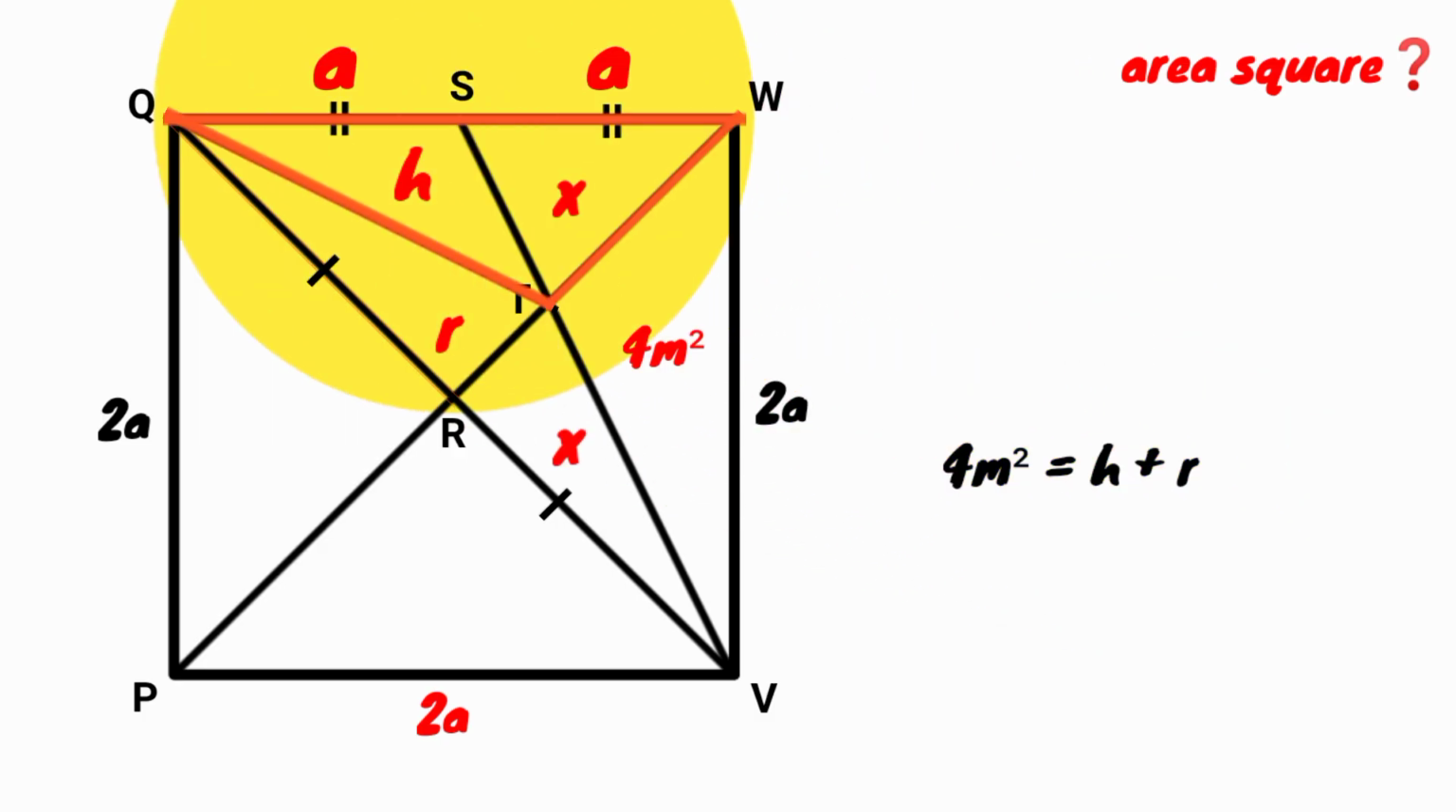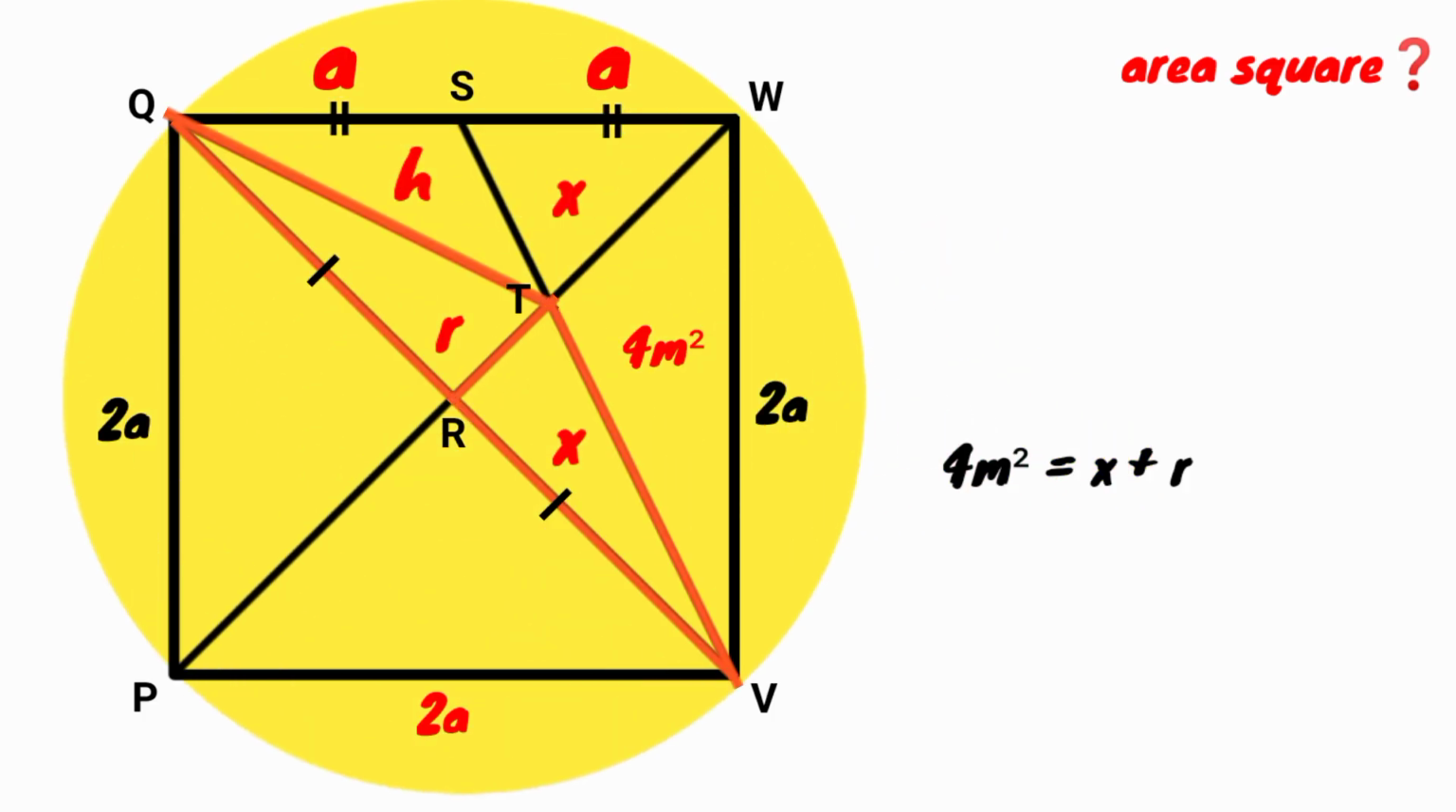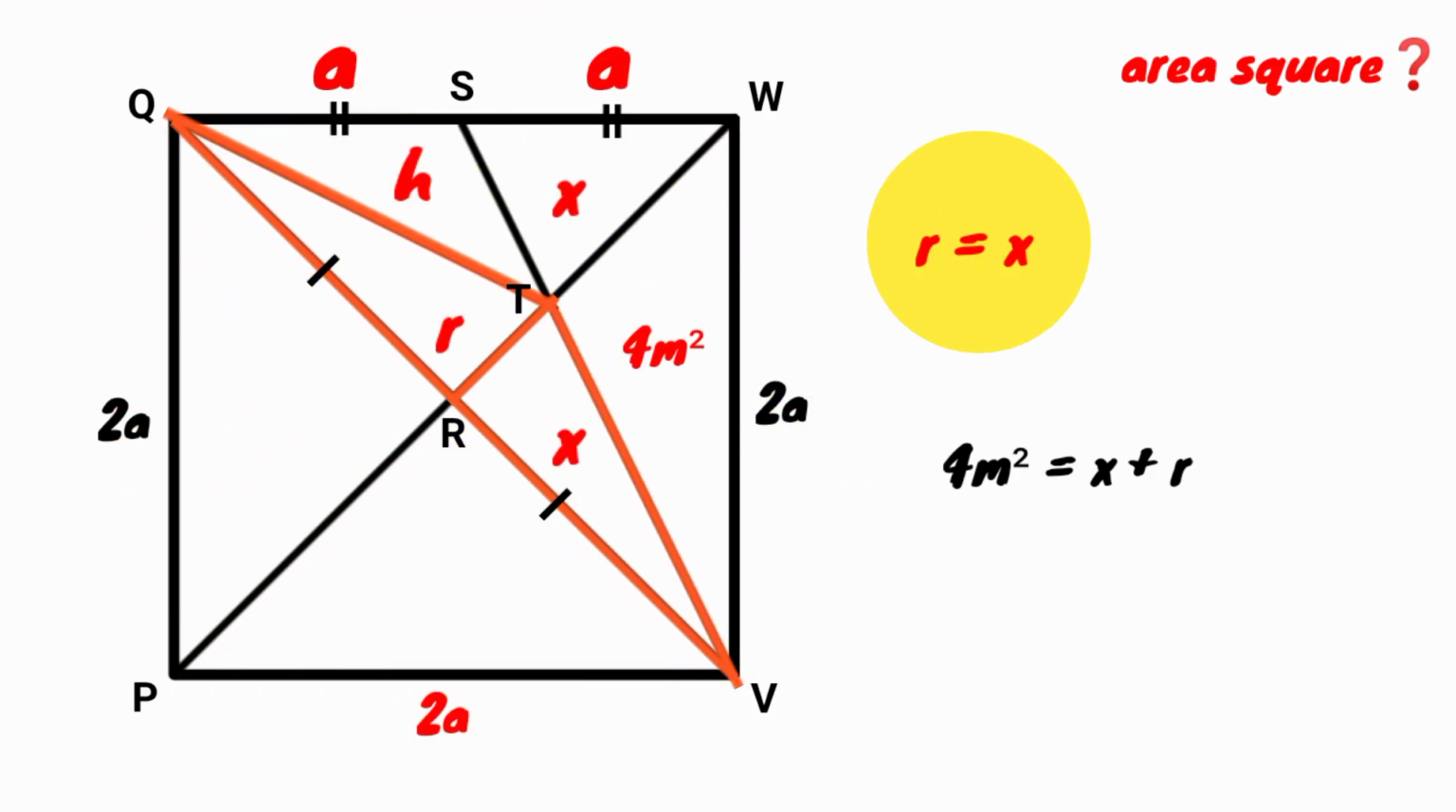Look at this triangle QTW. This line bisects this side. Therefore, it is a median and it will bisect the area of the triangle. So therefore, this h equals to this x. Write h equal to x. Replace this h with x. Here also, this is the median of this triangle QTV. Therefore, this r equal to this x.